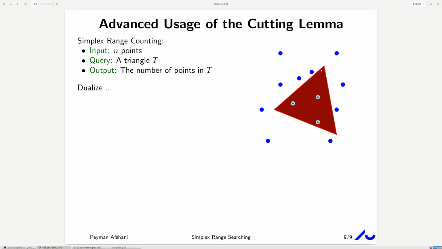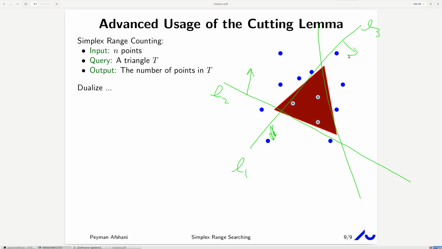Well, here the dual of a triangle can be thought of as the following. Think of a triangle as made of 3 lines. Okay, my lines suck. Let's try again. So you have 3 lines, say L1, L2, and L3. In this particular case, the set of points inside a triangle are those that are below L1, above L2, and below L3.